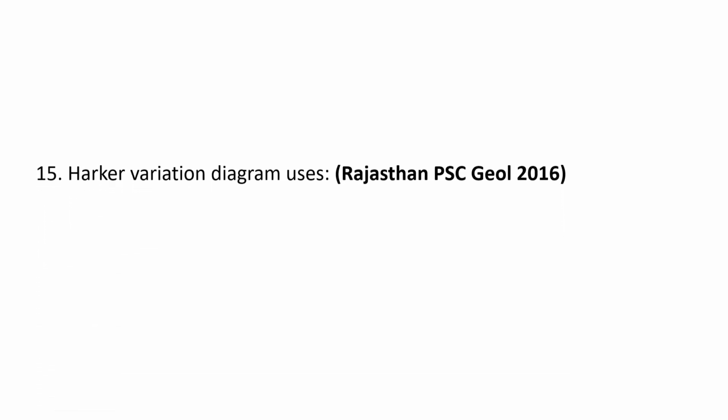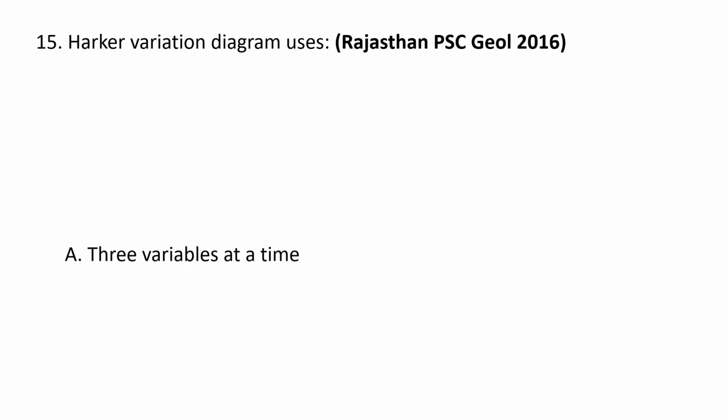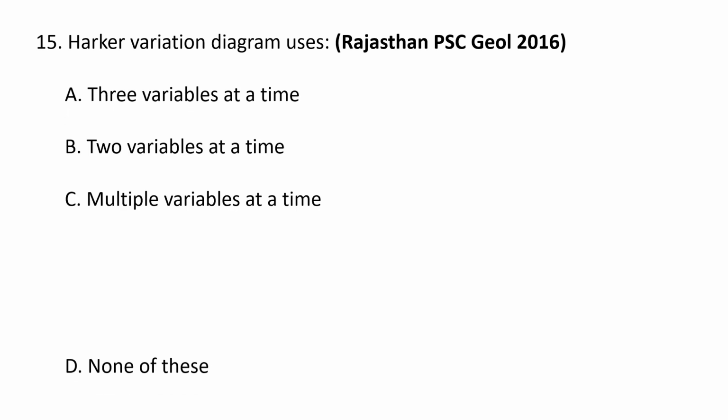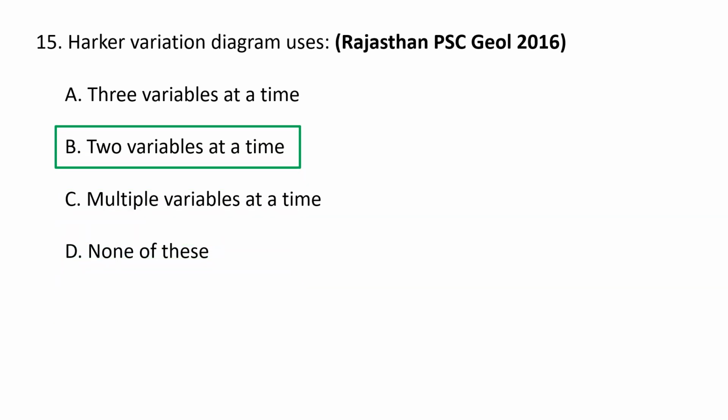Next question. Harker variation diagram uses: A, 3 variables at a time; B, 2 variables at a time; C, multiple variables at a time; and D, none of these. Harker variation diagram uses 2 variables at a time. Harker variation diagrams and similar diagrams are binary plots introduced exclusively for the study of the evolution of igneous rocks, in which two parts taken from the rock chemical analysis are plotted, presented in a weight-based unit. So here B is the correct option.